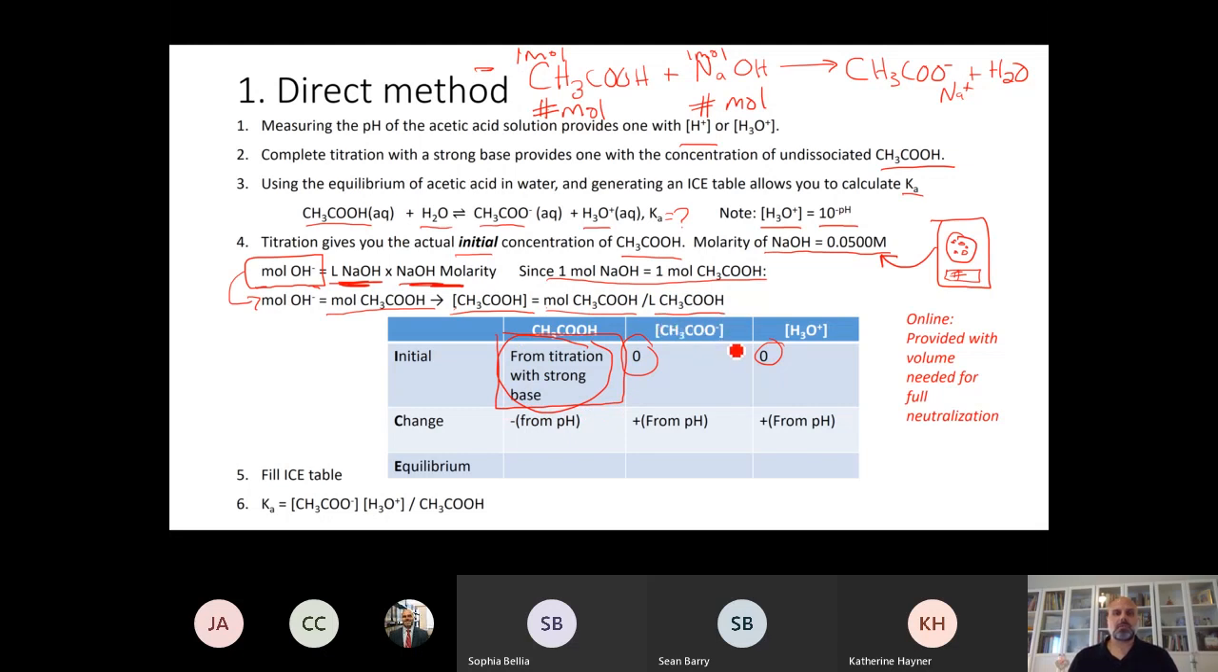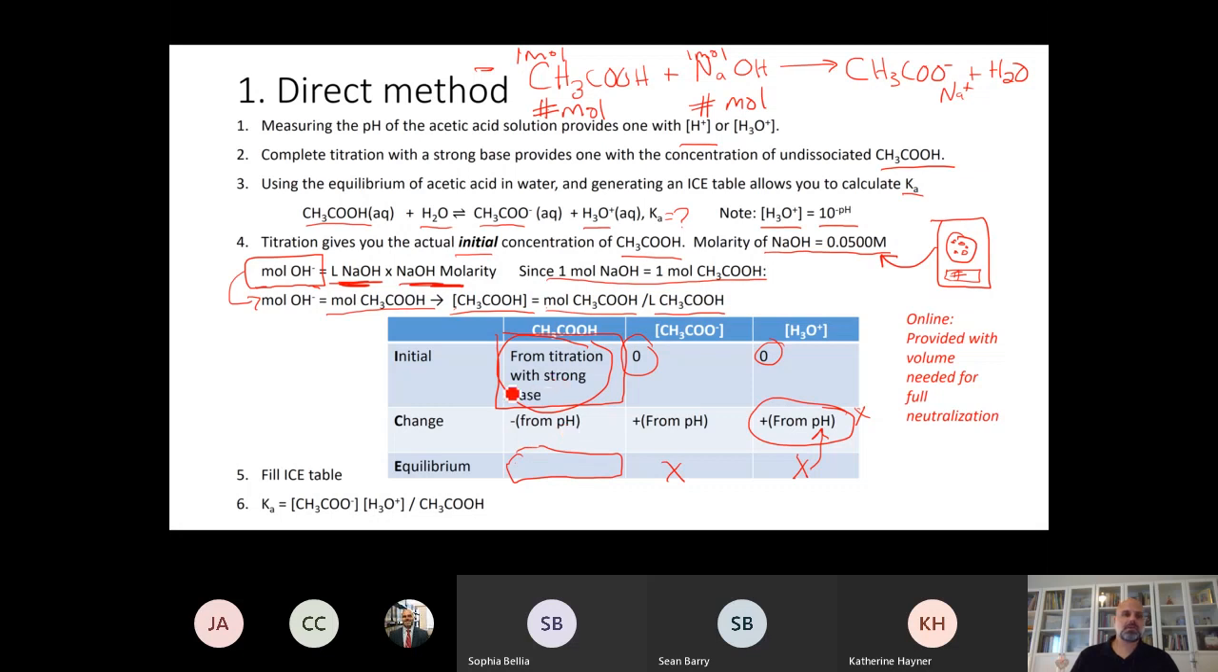What we do know from step 1, where we measure the pH, is that the pH is going to show us that change in hydronium ion concentration, right? So this X that we usually have, this plus X, is going to come directly from the pH. So we're able to calculate that simply by measuring the pH of the solution. Because of that, we know what the concentration of the acetate is going to be. And we can then calculate the equilibrium concentration of our acetic acid because we have the change and we have the initial.